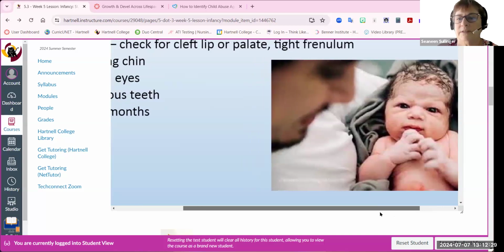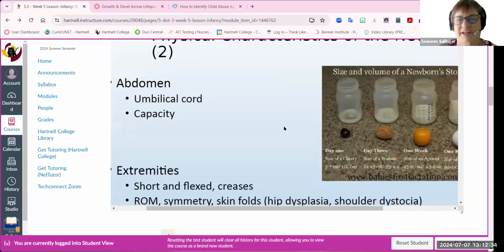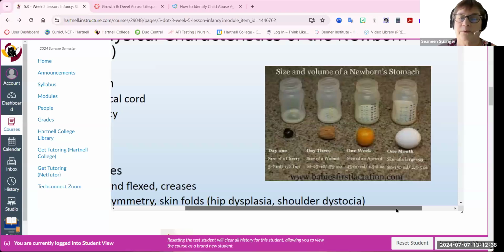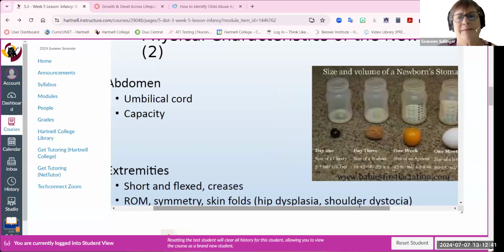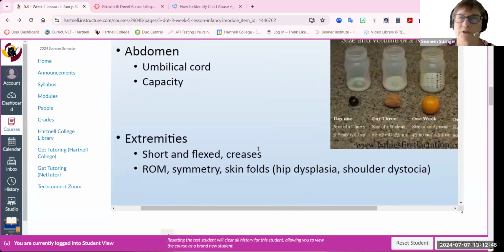Oh my goodness. The chin, the eyes. Here's talking about the abdomen and the size of the stomach based on day 1, day 3, week 1, 1 month. Baby's tummy's tiny, doesn't need a whole lot to fill it up. And when you are feeding the baby, it also doesn't know when to stop because they're going to just keep sucking. So we have to sort of be the gatekeeper of how much is going in the stomach, which is why colostrum is so great, because that's about what you get with colostrum for the day.